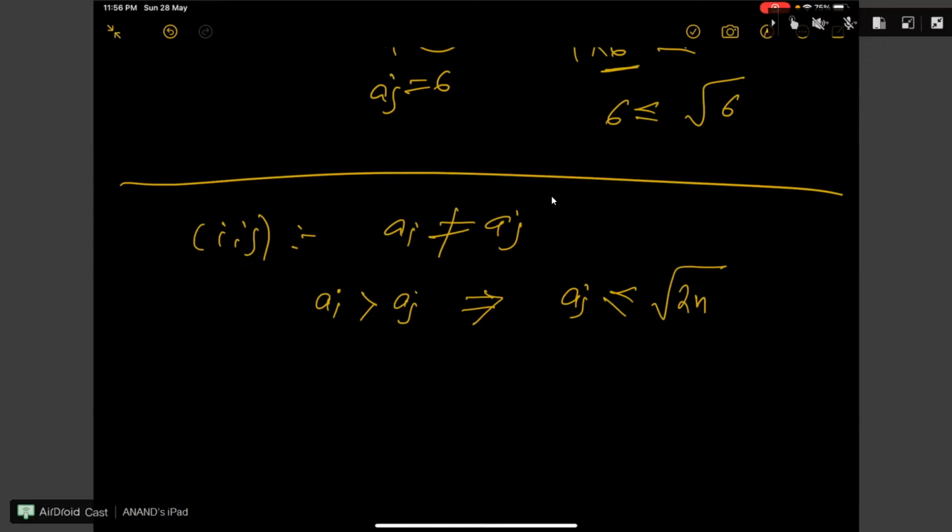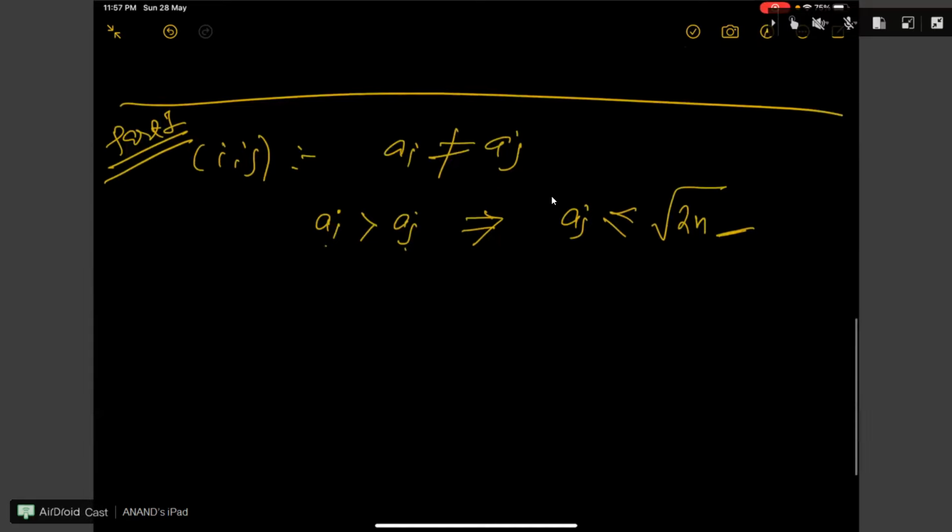Is this part clear, up to this part? So we are dividing the counting of pairs ij in two parts. I am first dealing with part one. In part one, we are assuming that ij pairs are such that ai and aj are not equal. So let's say ai is greater than aj. In that case, aj will be less than or equal to square root of 2n, right? So what we will do, we will fix each ai. So we fix each i instead. Fixing i will fix ai.